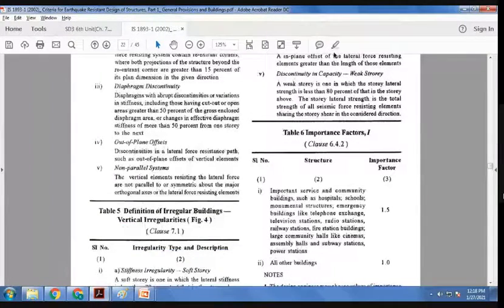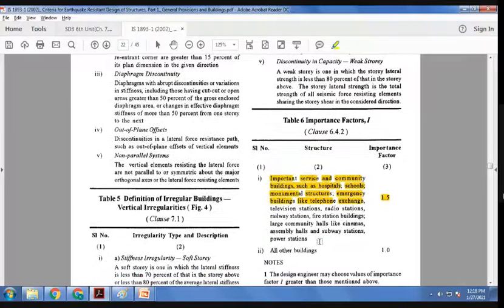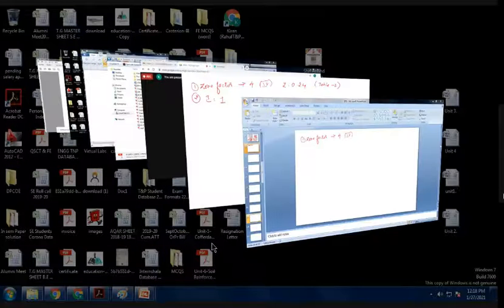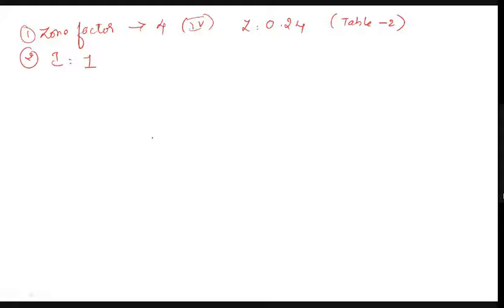Yeah, from table number 6, for any important buildings we will take it as 1.5. In the question he has not mentioned anything, so we will take I equals to 1.0. Then we need the value of R.